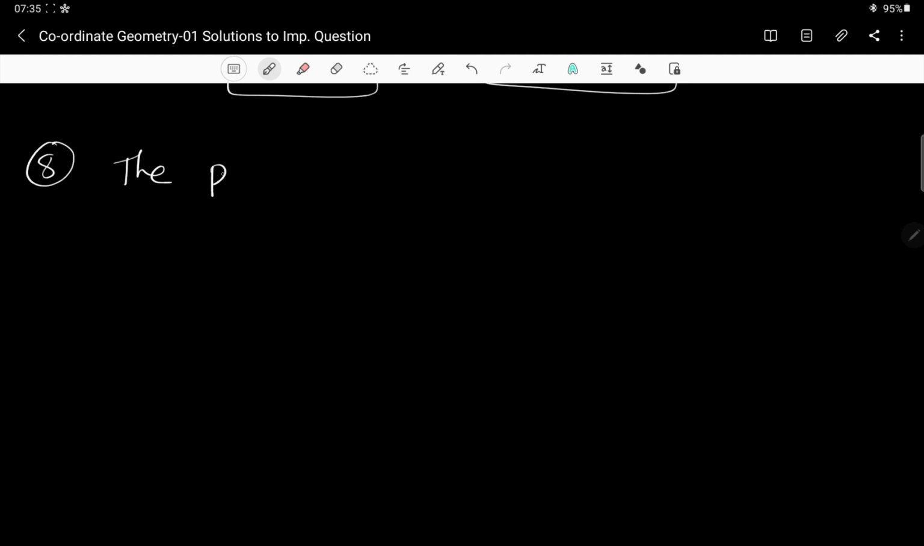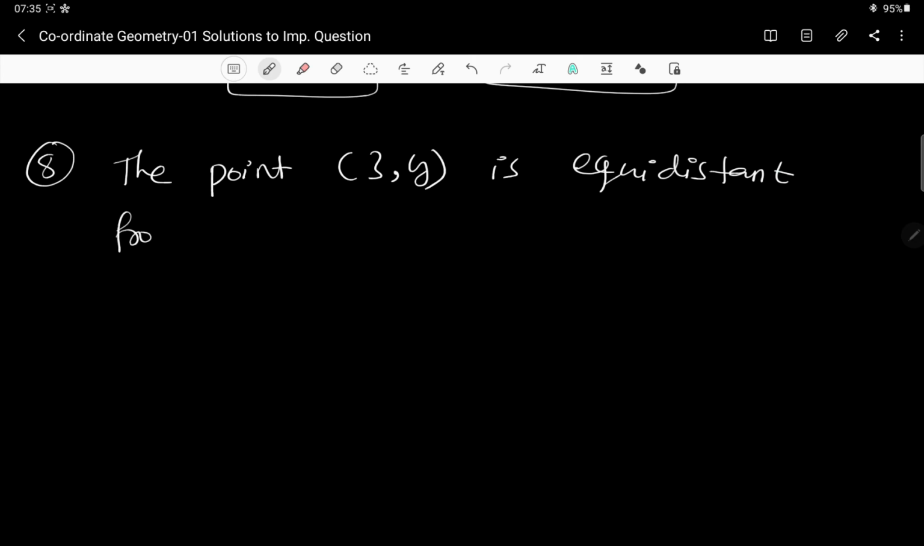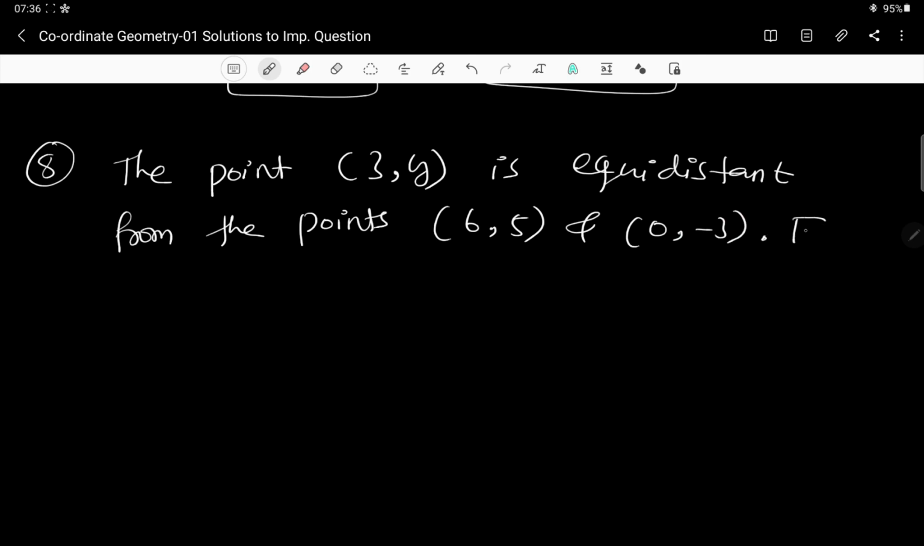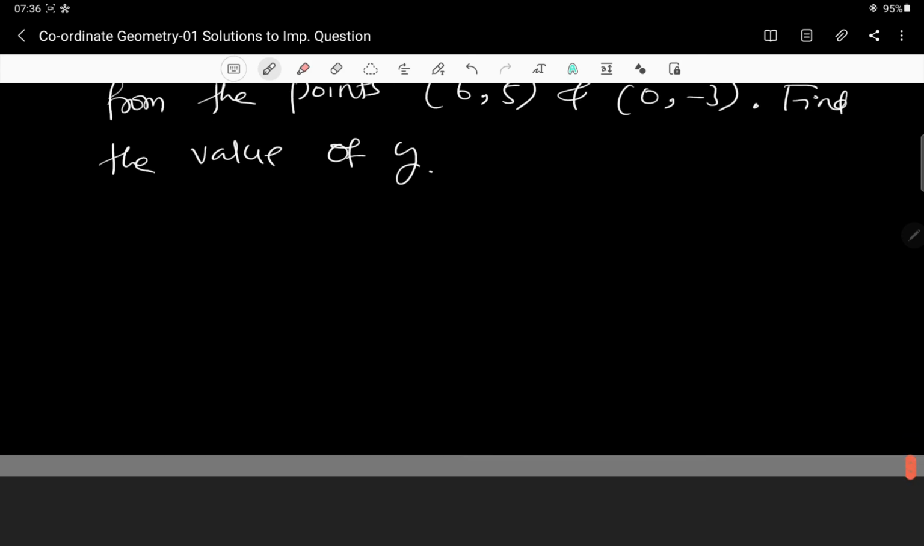Eighth one: the point (3, y) is equidistant from the points (6, 5) and (0, minus 3). Find the value of y. I have solved this kind of question before also. Now you comment this answer, whatever you get for this eighth question.